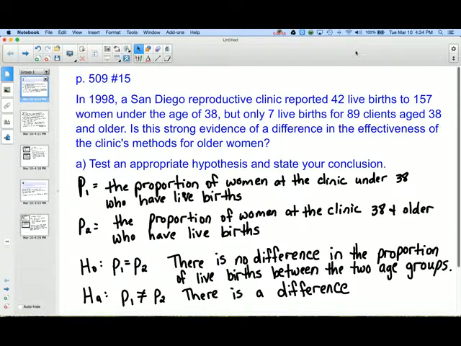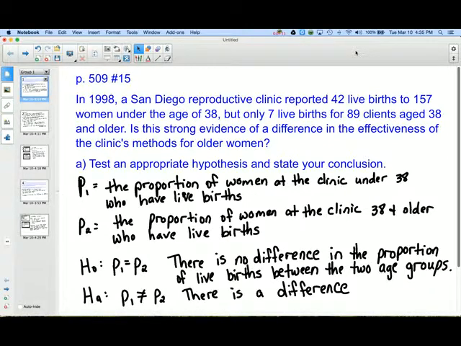So the first thing I wanted to do was define my population proportions. I labeled P sub 1 as the proportion of women at the clinic under age 38 who have live births. And now this isn't my sample. This is the population proportion. So this would be all the women who've ever gone to that clinic that's under the age of 38. And then P sub 2 is the proportion of women at the clinic, 38 and older, who have live births.